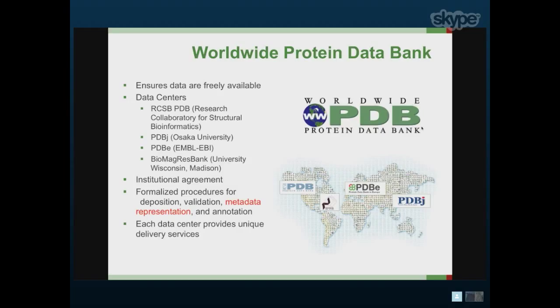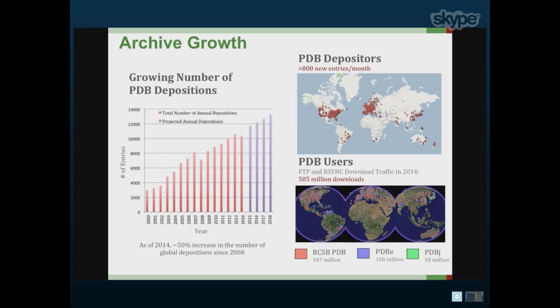And one of the key aspects of the collaboration, as highlighted in red here, is the agreement to use a common metadata representation. The process of arriving at that agreement took more than a few years, but it's become the foundation for our interaction with respect to how we process and manage the archive. So the archive continues to grow. Here we're looking at the number of depositions, reflecting the product of much of the work of members of the audience, and the use of the archive is quite impressive. Worldwide, the number of downloads per year is of the order of 500 million.